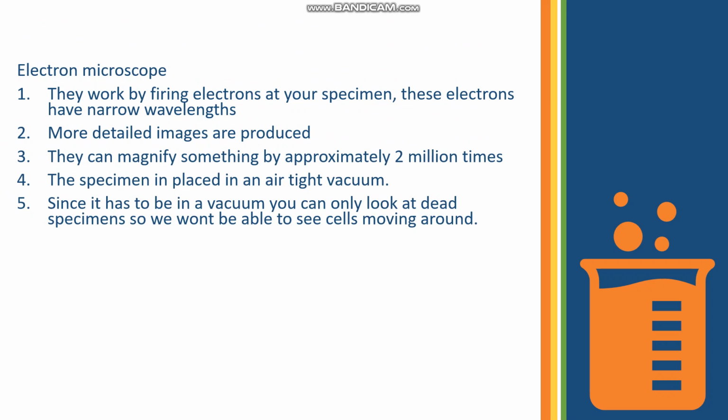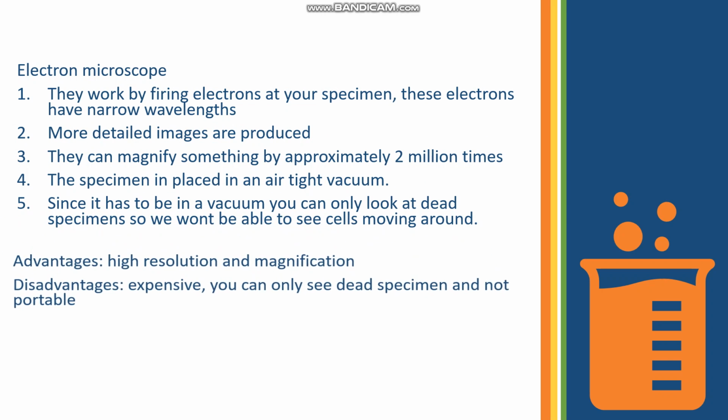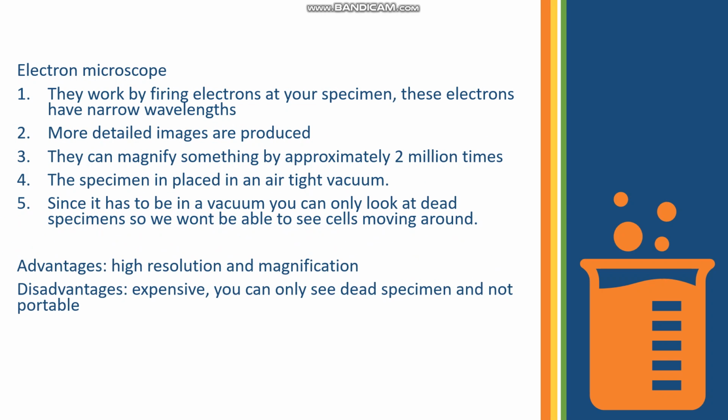The specimen is placed in an airtight vacuum. Since it has been in a vacuum, you can only look at the dead specimen, so we won't be able to see the cells moving around. Some advantages are that it has a high resolution and magnification, and disadvantages are that it can be very expensive and you can only see a dead specimen and it's not portable.